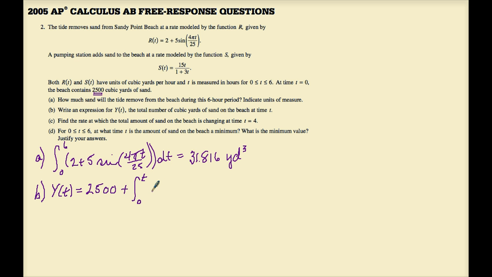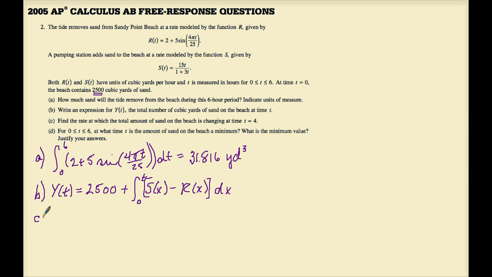We'll start with s of x, which is the rate at which the pumping station is adding sand to the beach. We'll subtract from that r of x, which is the rate at which the tide is removing sand from the beach. The integral of the difference of these two rates will be the amount of sand added to 2,500, giving the total amount of sand on the beach at any point in time t.